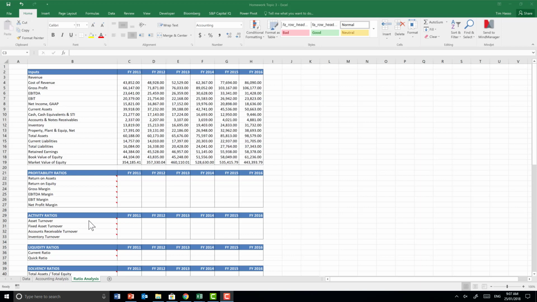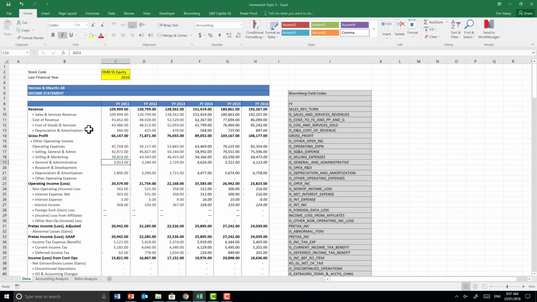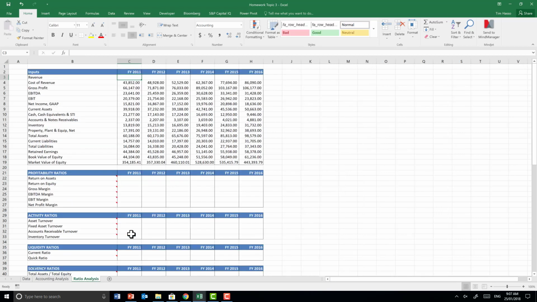Now, the workbook that you have on iLearn is called Homework Topic 3, and the structure is very similar to last week in the sense that we have a data sheet which provides us with all of our financial data, and again, we're using H&M as our example here. We then have the accounting analysis sheet from last week, and then we have the ratio analysis sheet for this week. And again, the structure is very similar.